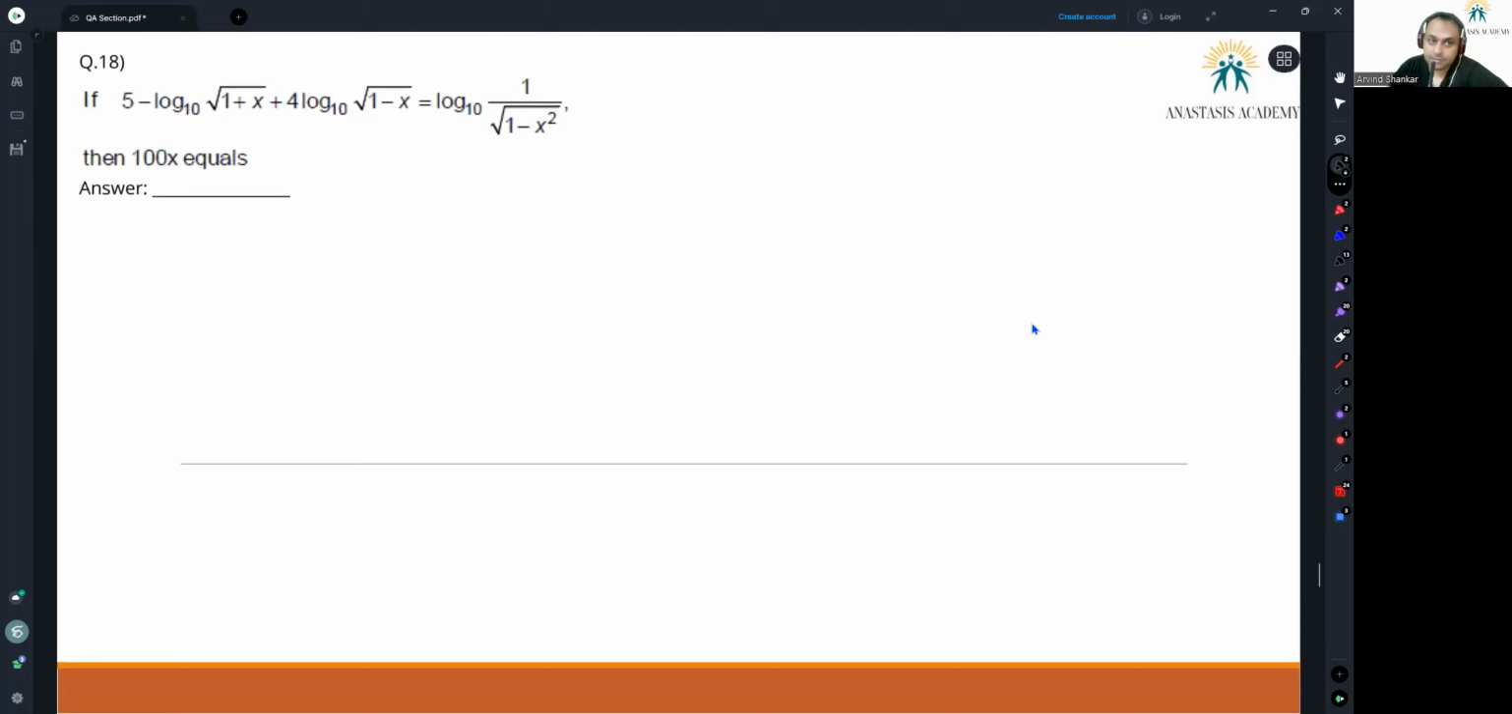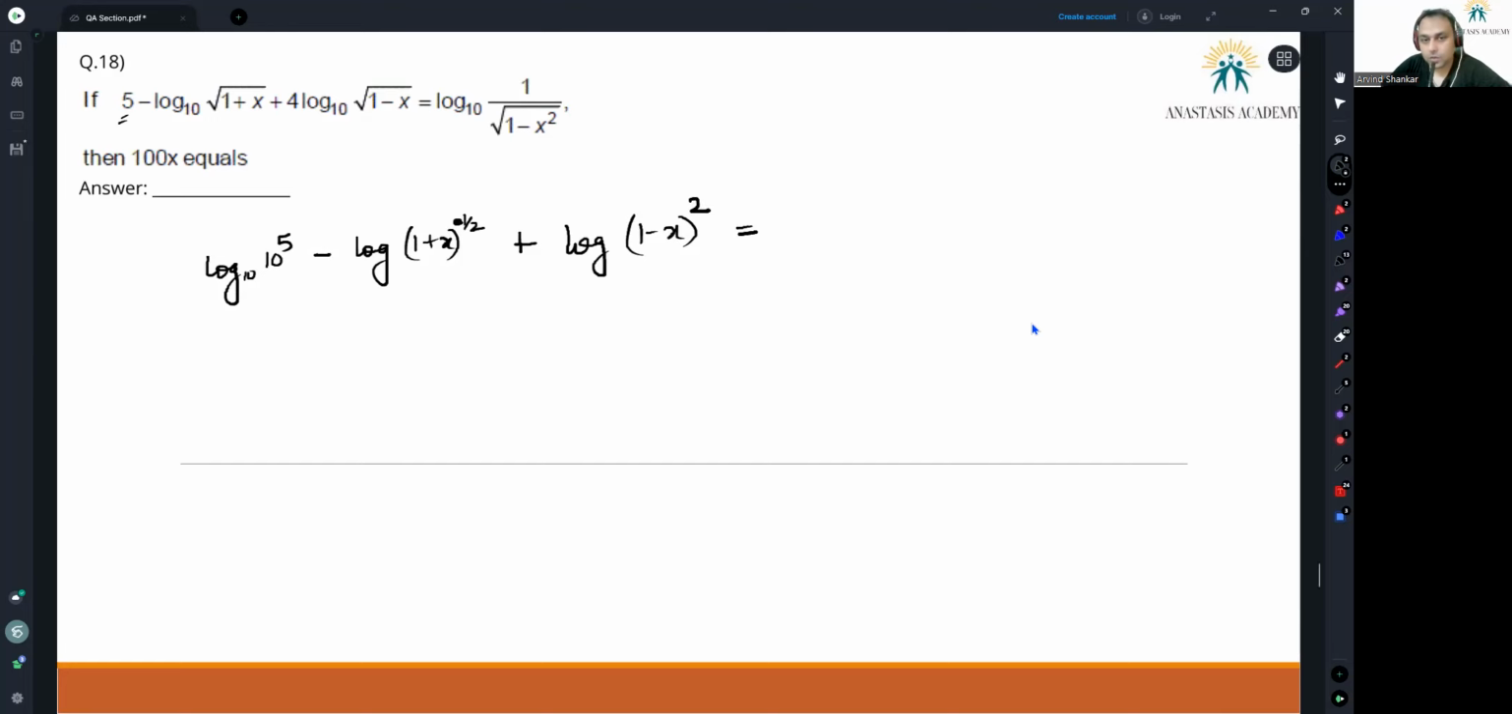Question 18. If 5 minus something something log, lots of things. Then 100x equals. Everything in terms of log. This is a constant. We know how to turn a constant into a logarithm. We simply write log of 10 raised to the power 5 to the base 10 minus log of 1 plus x raised to the power minus half, or log of 1 plus x raised to the power half plus log of 1 minus x. 4 comes here, the root was there, together it became a square.